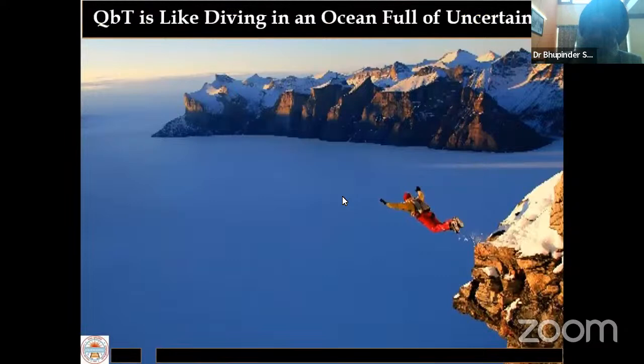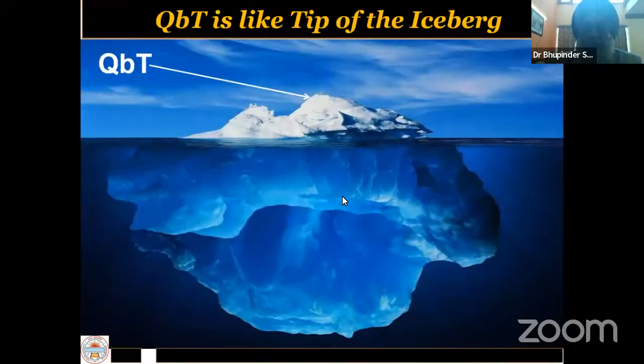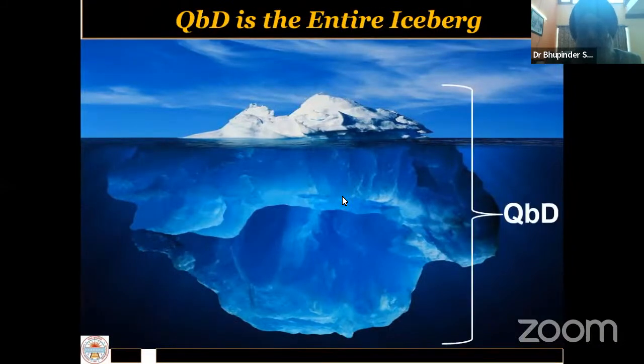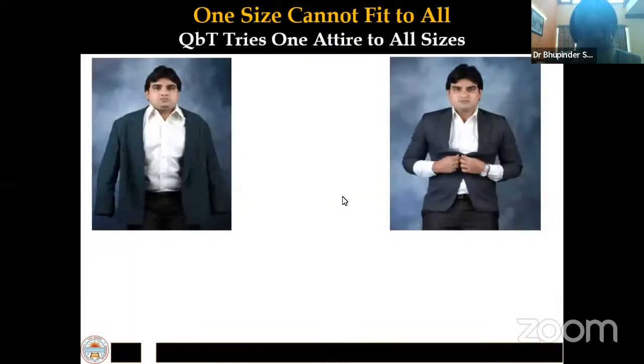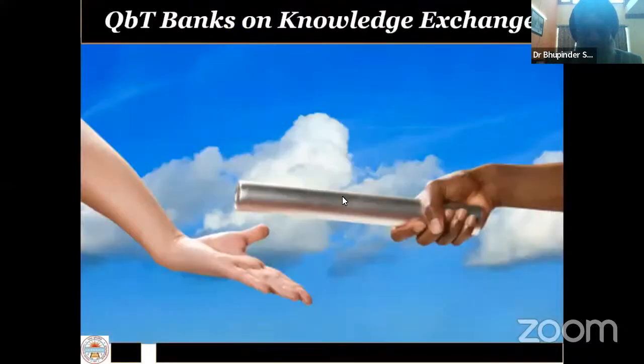QbT is like diving into an ocean full of uncertainty. QbD is like driving on a well-carved path with full certainty. QbT is like the tip of the iceberg, while QbD is the entire iceberg, including the submerged portion and the tip taken together. QbT is like trying to fit one tire to all sizes, while QbD lets it happen.